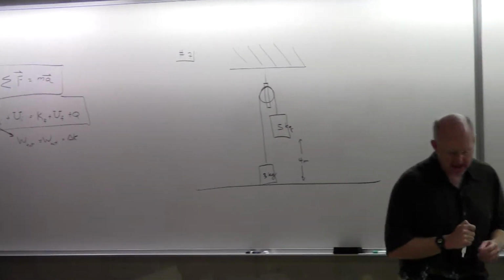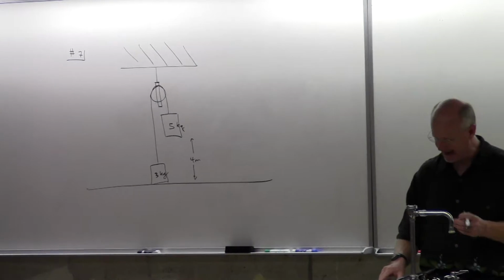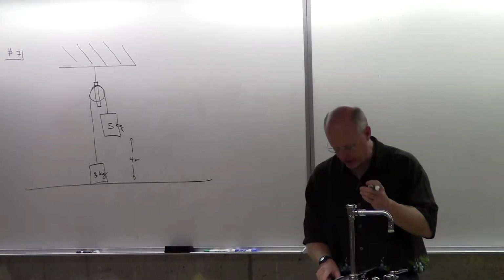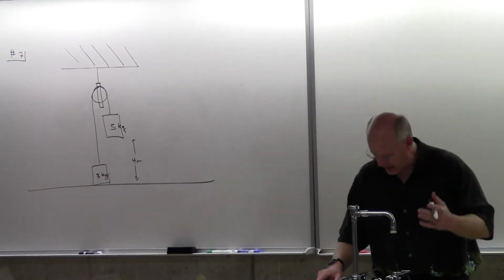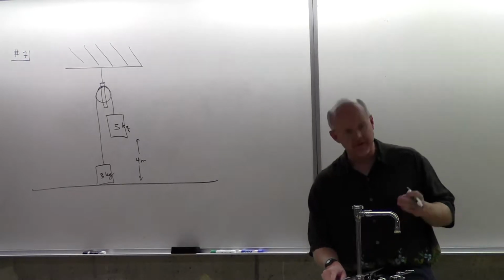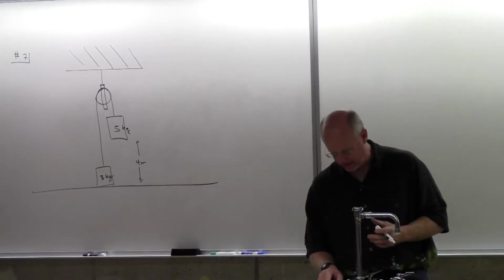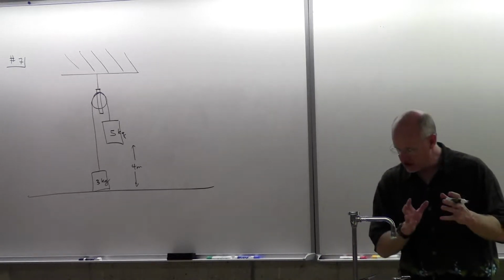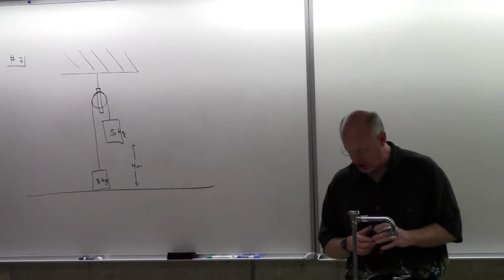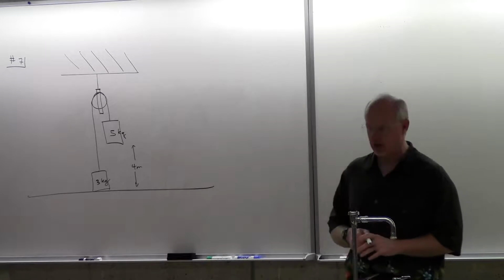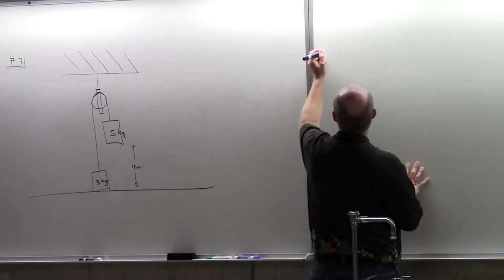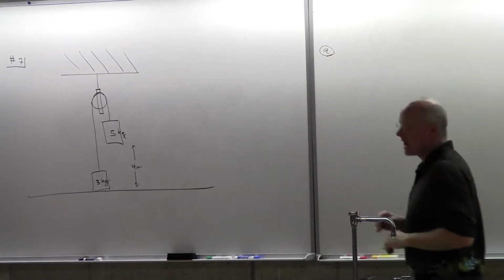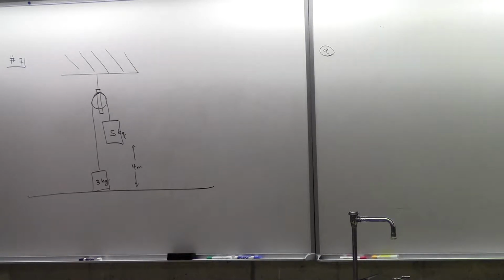Let me come back to the question again. It says 2 objects connected by a light string passing over a light frictionless pulley as shown in figure 7. The object of mass 5 kilograms is released from rest. A. Determine the speed of the 3 kilogram object just as the 5 kilogram object strikes the ground. So there's A, and like I said, maybe I'll do this quickly since we already did A in the last lecture.